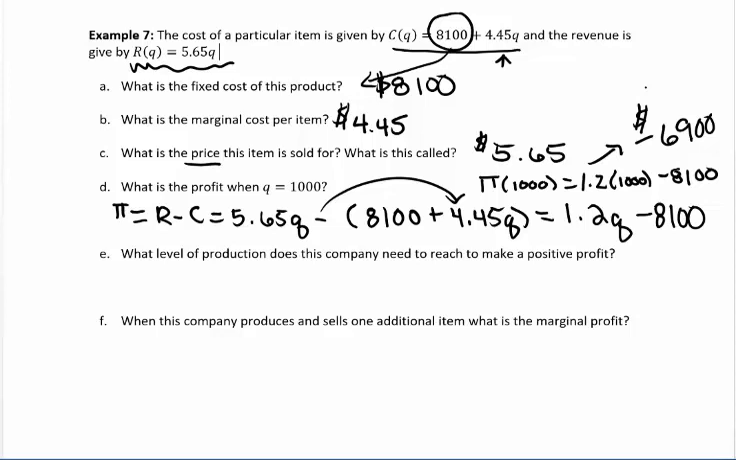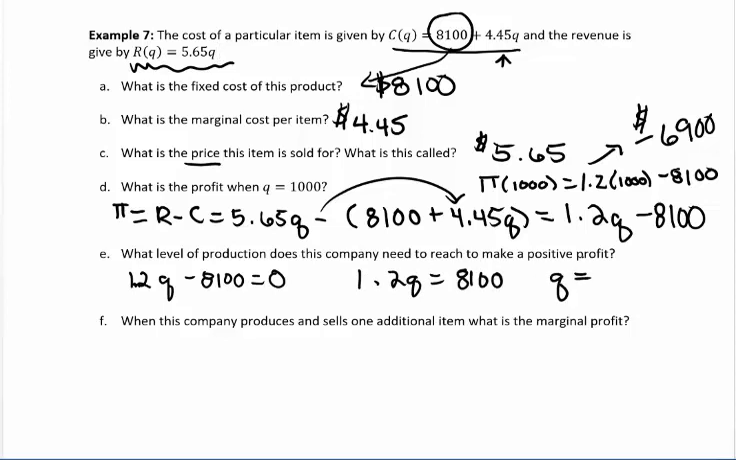If we can figure out when we break even, then we can figure out when we're going to be positive, which is exactly 1 unit more than the break-even point. So to find the break-even point, we want to set our profit function equal to 0. So we take our 1.2Q minus 8,100, that's our profit function, and set it equal to 0. Let's bring the 8,100 over. So we have 1.2Q equals 8,100.